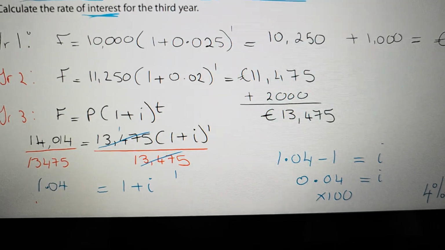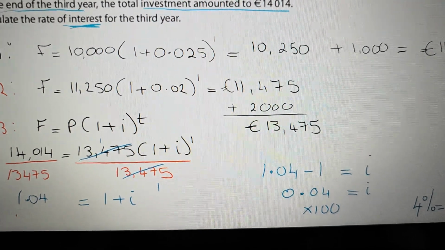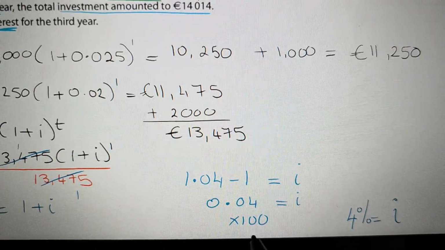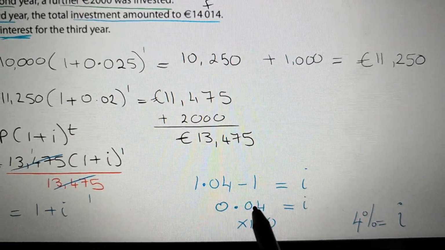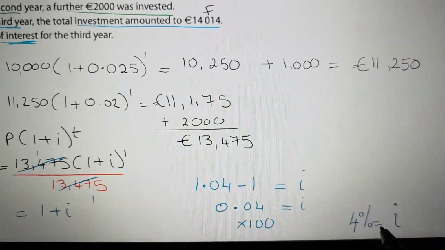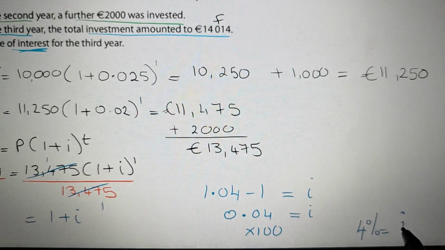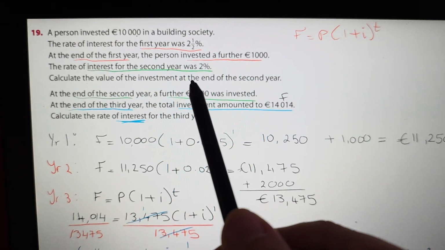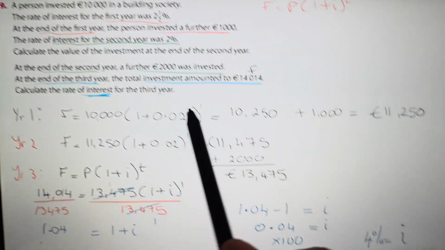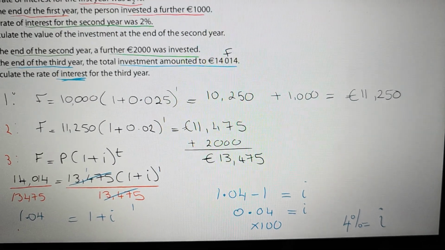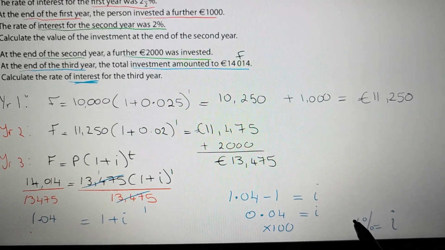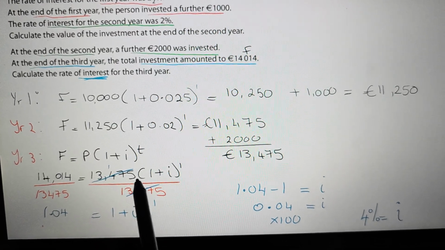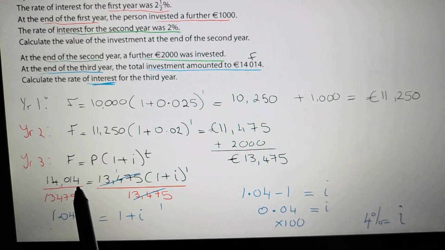They want an interest rate for the third year. So to turn anything into a rate, that means turning it into a percentage, just multiply it by 100. Bring the decimal point 2 places to the right, 4%. So your interest rate for year 3 was 4%. So remember, in year 1, it was 2.5%. In year 2, it went down to 2%. But for year 3, it has gone back up to 4%. You can check if that's correct by subbing in 0.04 as a decimal back in here to see, will you get back 14,014 euro? And you will.